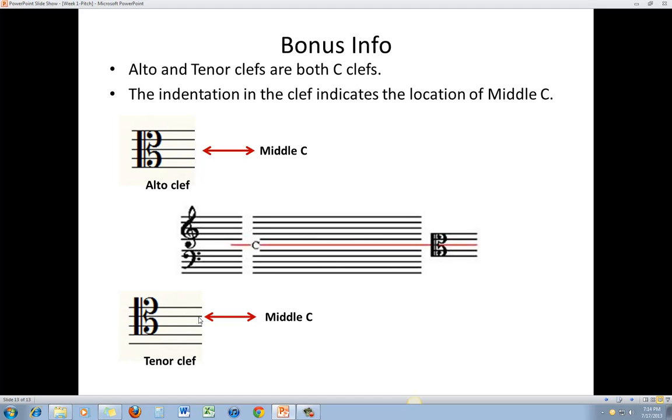Tenor clef puts the middle C on the fourth line, so these three lines are the equivalent of the top three lines of the bass clef. This line is the bottom line of the treble clef. Tenor clef is commonly used for bassoon and cello and trombone when they go up into the upper range, so as to not have so many ledger lines.